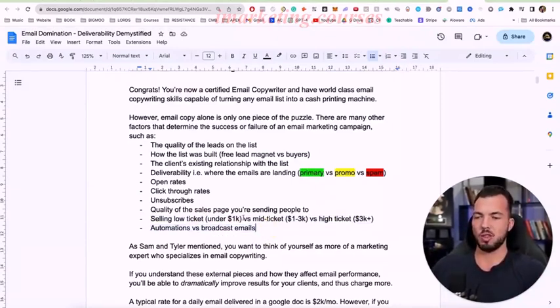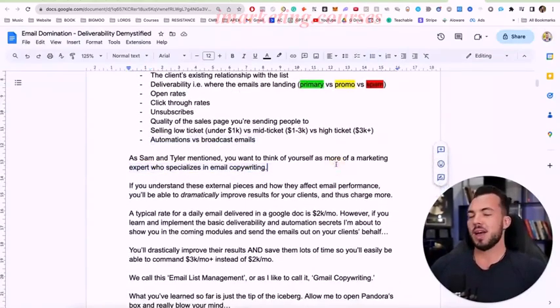Because for something that's like $100, it's not worth having a phone rep selling one-on-one, right? You don't need that. You can just sell it with the sales page. And likewise, if you have something that's $10,000, you probably can't just send people to a sales page. They probably want to talk to someone to make sure this is a good decision, right? So there's different ways of selling at different price points. And then last thing, automations versus broadcast emails. And we're going to talk about automations in the next module.